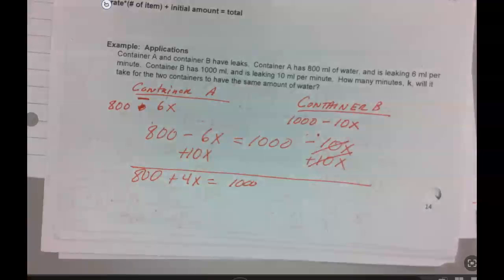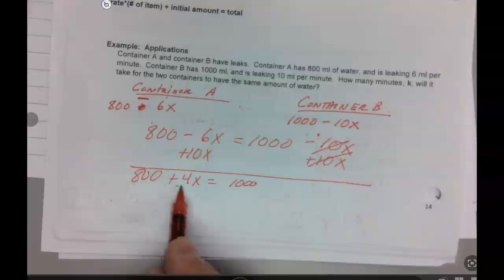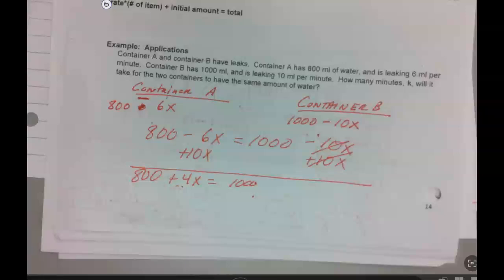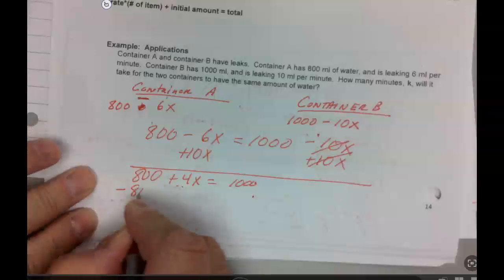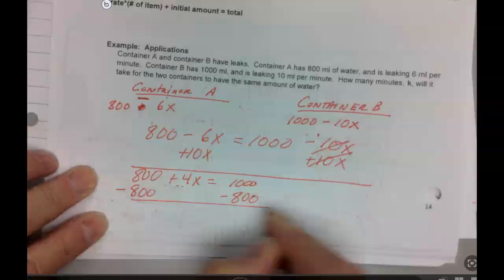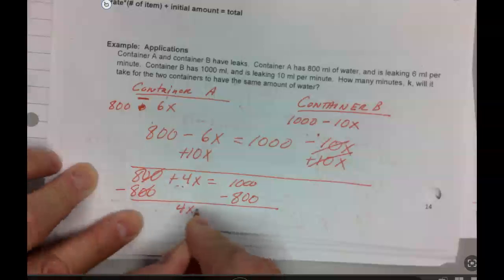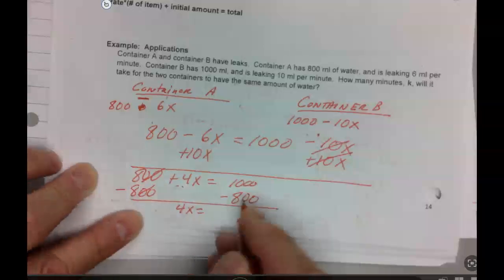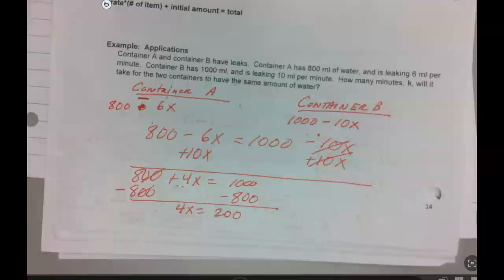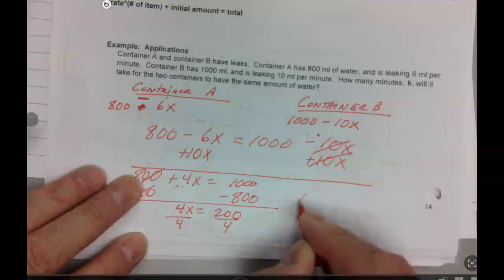Okay? And then, Ava, what are we going to do next here? Okay, we've got the variables over here. Now we need to get the numbers over here. So which one will we get rid of? 800. Minus 800. There you go. So you knew what you were doing. Nice job. So that cancels. That gives me 4x equals 1,000 minus 800 is 200, correct? Agreed? And then what am I going to do now, Gavin? Divide by 4. So x equals 50.